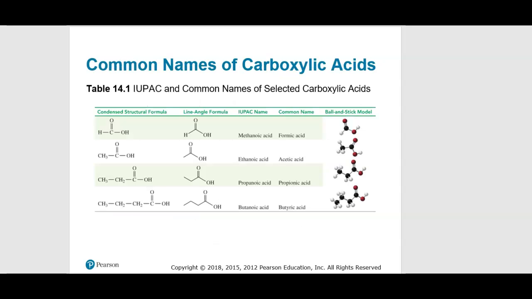And here are some IUPAC names. You would call these the lowest carboxylic acids, the smallest chains, with 1, 2, 3, and 4 carbons: methanoic, ethanoic, propanoic, butanoic, respectively formic, acetic, propionic, butyric acids.